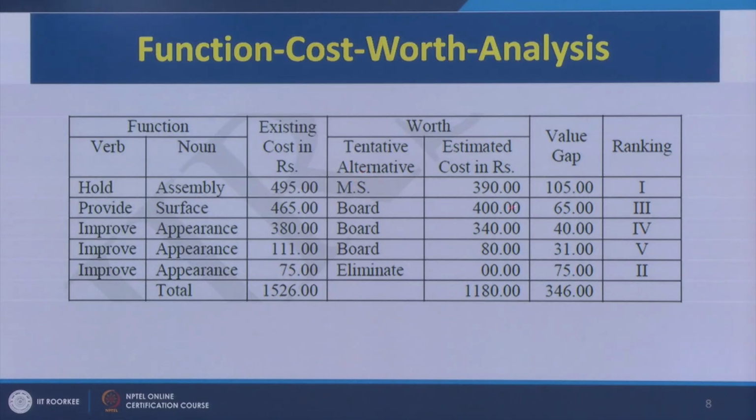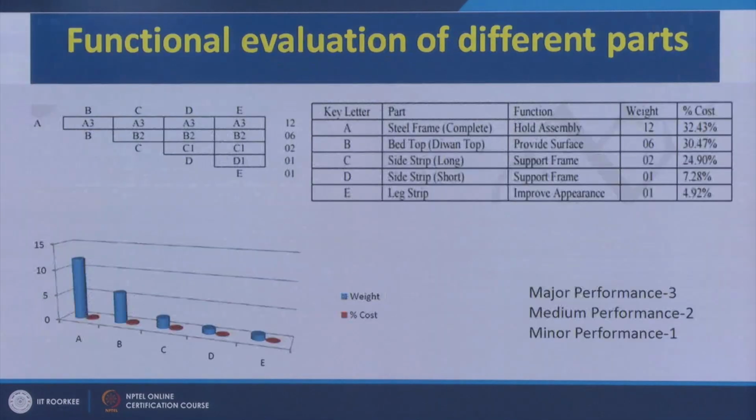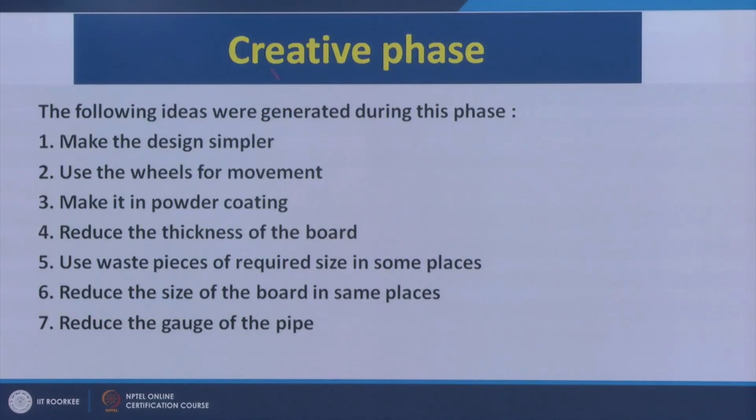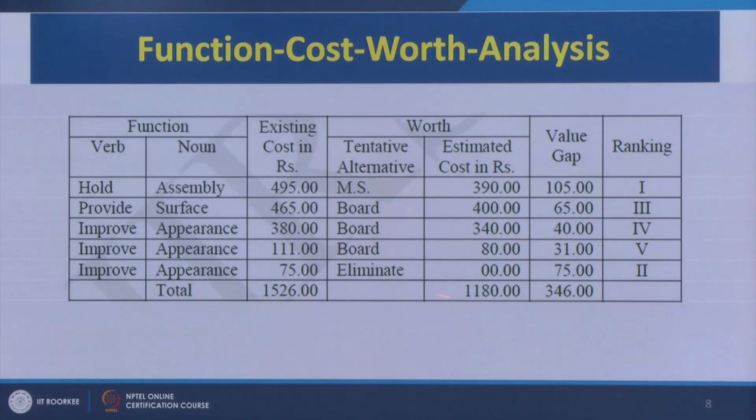In the steel frame we have been able to save 105 rupees, and for the board, or for the second part, we can see the bed top which is made up of board, we are also able to save, and then the side strip and long strip also we have been able to save some money using this creative phase, in which you can see number 4, reduce the thickness of the board, use the waste pieces of required size in some places. So if you redesign the part, you can have a value gap of 346 rupees that exists, and this is the worth that has been calculated. So we can target 1180 by modifications in the design of the product.